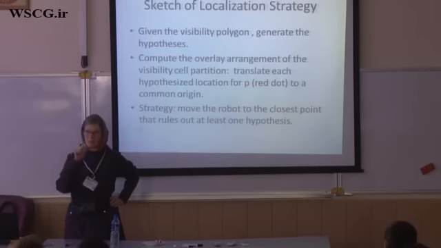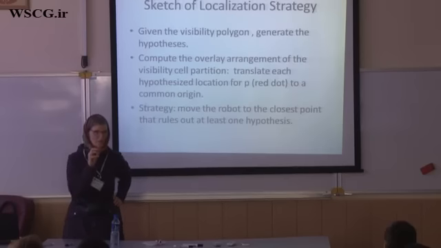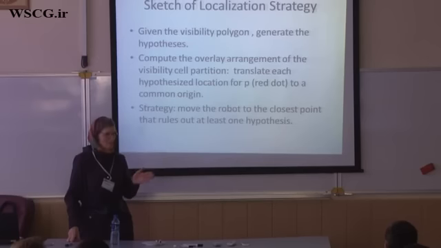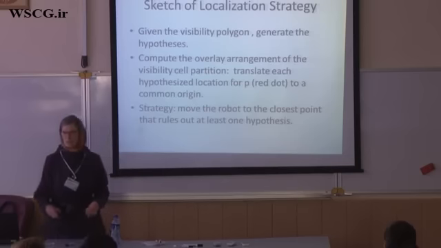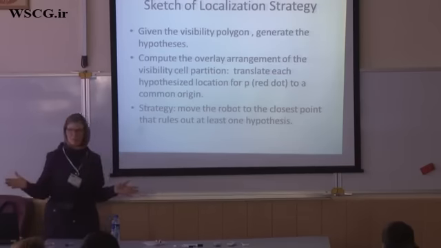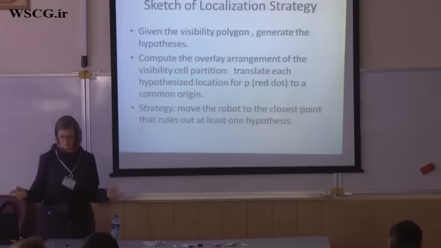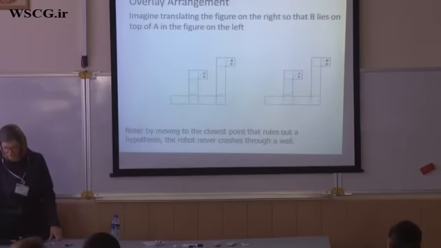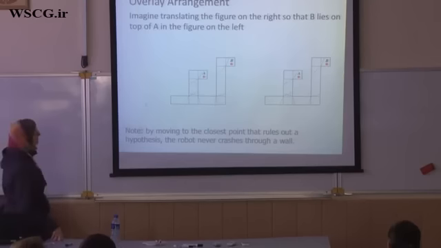So it's going to be on the boundary of one of these cells in the overlay arrangement where you get some information that allows you to say, okay, I'm not in hypothesis B. I ruled out at least one. So you don't try to rule out as many hypotheses as you can or anything like that. Just move to the closest place that eliminates at least one hypothesis. That's the strategy.